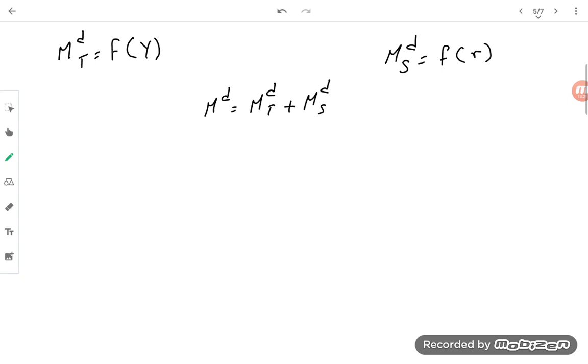So from this equation, we can conclude that demand for money is a function of income and interest rate, where the relationship between money demand and income is a positive relationship, while the relationship between money demand and the interest rate is a negative relationship.